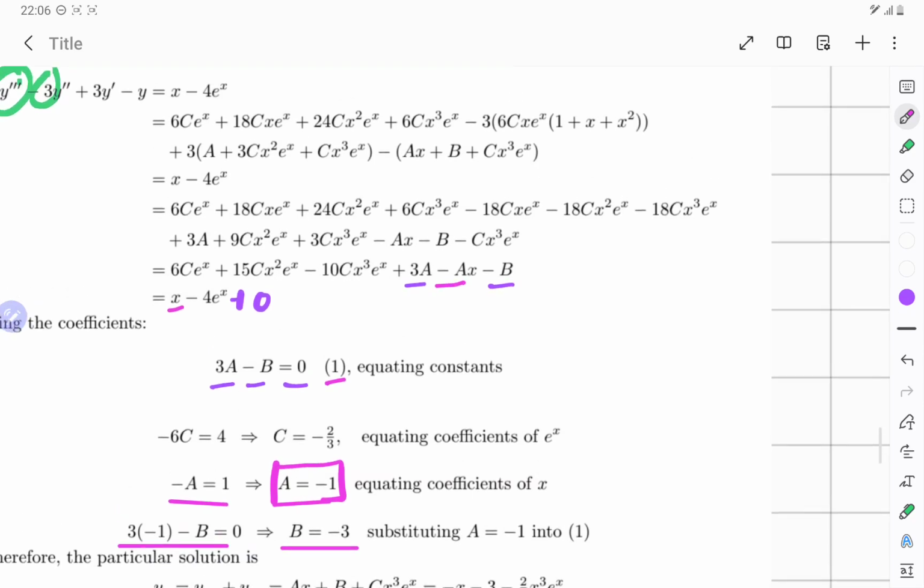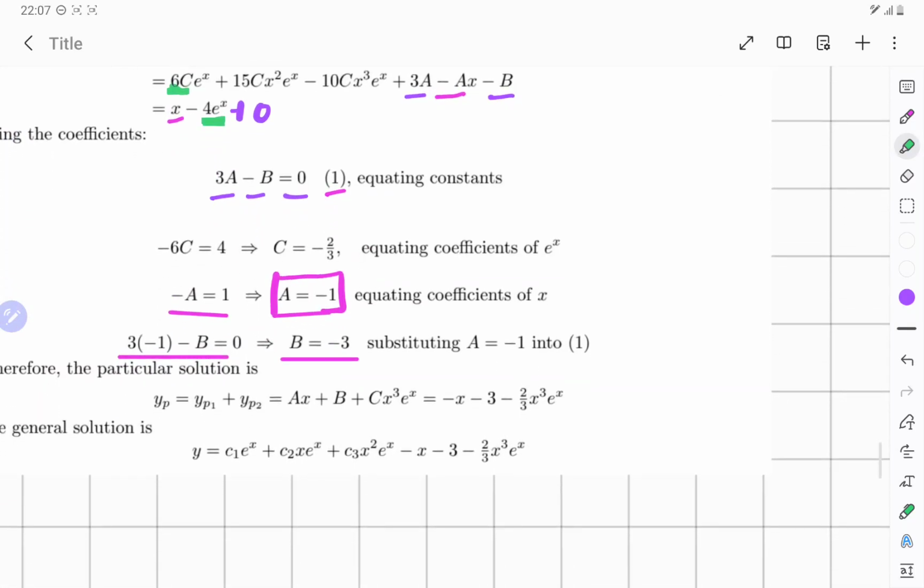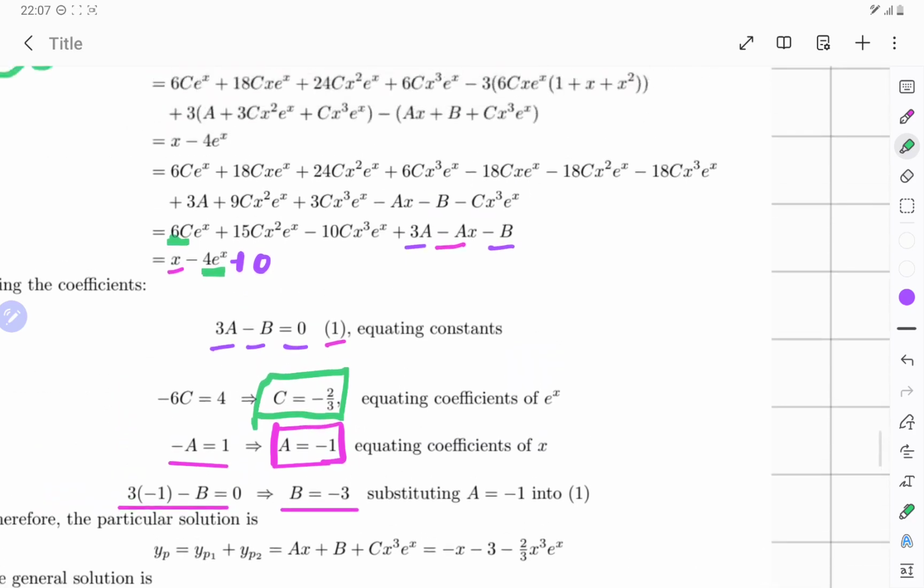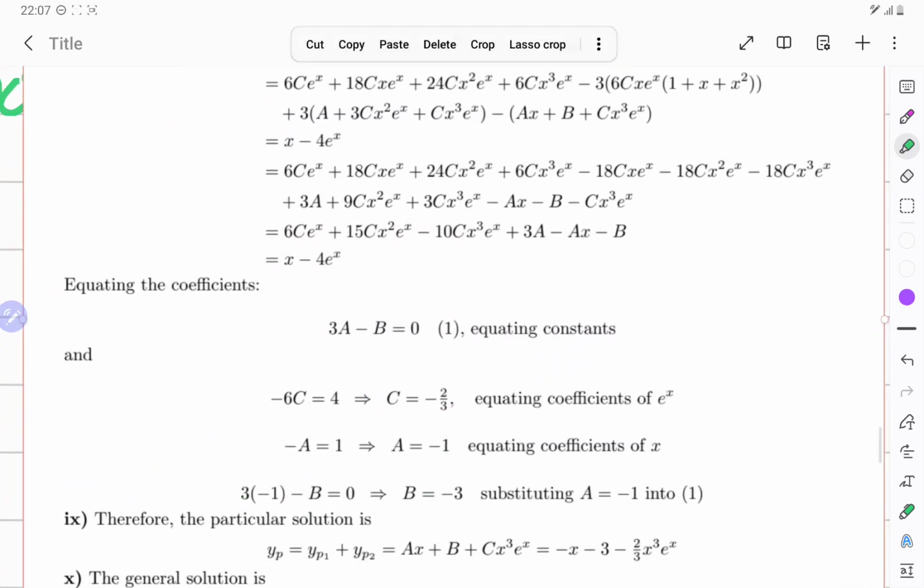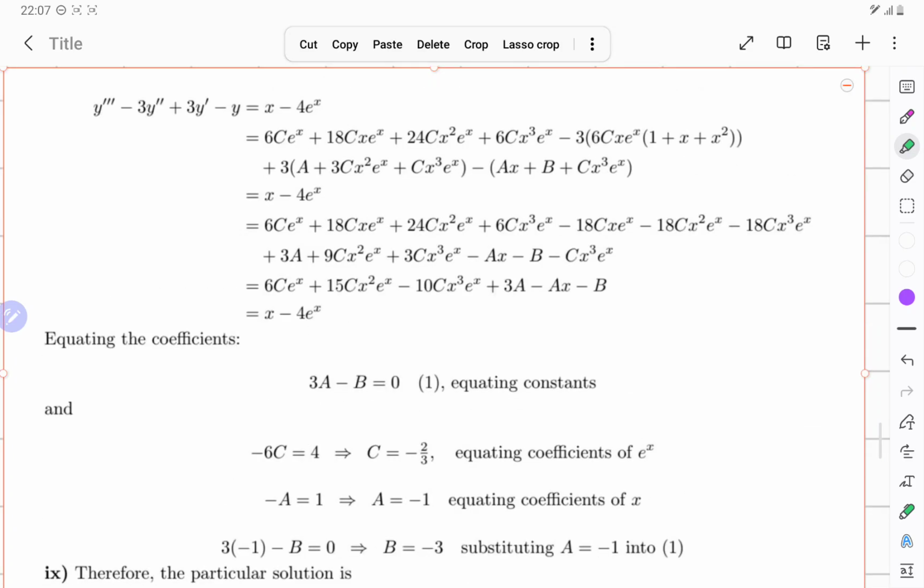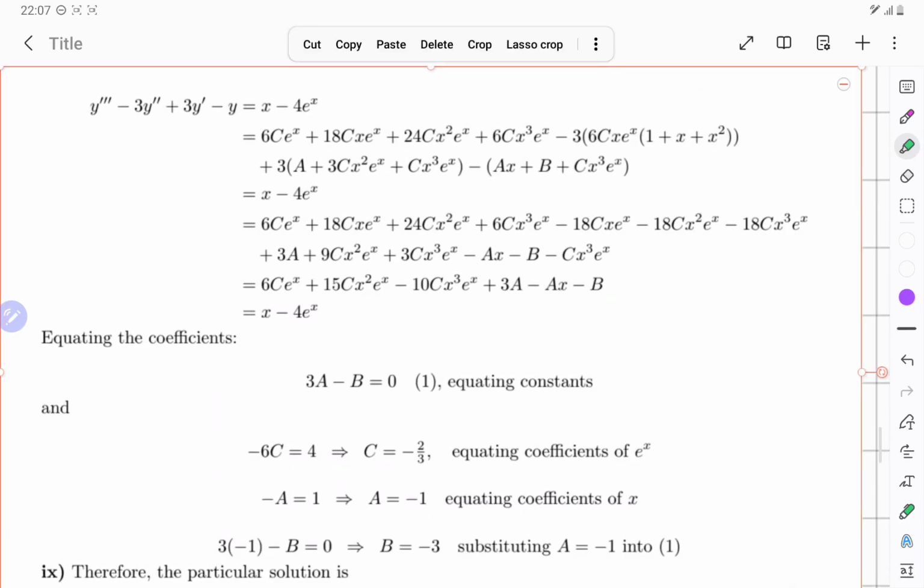Now, what is the last thing I need to do? I need to find c. Now, what you can see here, you have the coefficient of e to the x is 6c. And what else do I have? On the right-hand side, coefficient of e to the x is negative 4. So I have 6c is negative 4. So hence c is negative 2 over 3. That's when I equate my coefficients of e to the x.